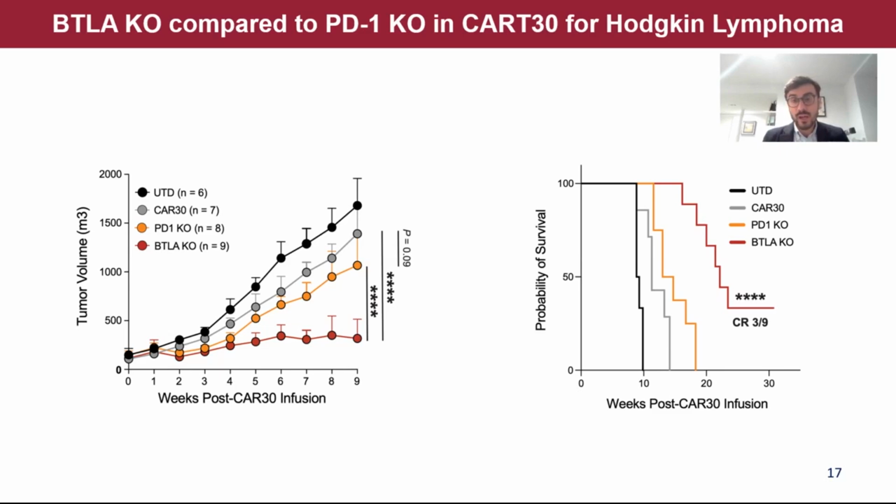And there are also trials in general in CAR T cells where PD-1 is knocked out to enhance CAR T cell function. And so we compared head-to-head PD-1 knockout to BTLA knockout, and at least in this model and in all the models that we tried, the PD-1 knockout was performing a little bit better than the wild-type CAR30, but BTLA was significantly better in improving tumor control, as you can see from the tumor burden over time, and the overall survival to the right.